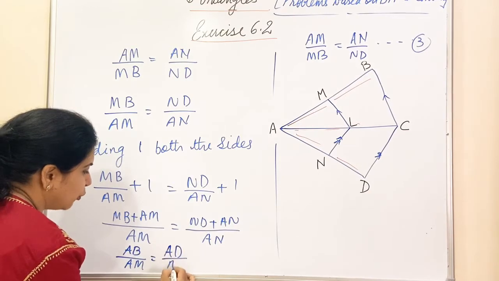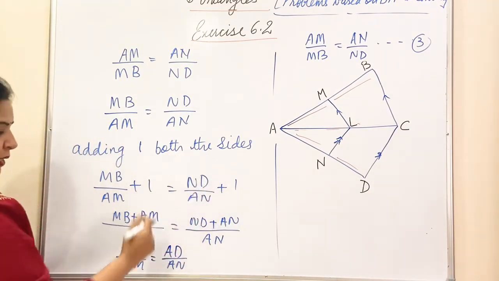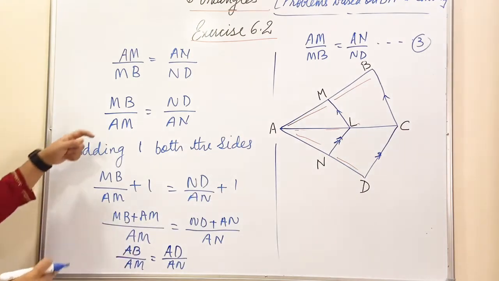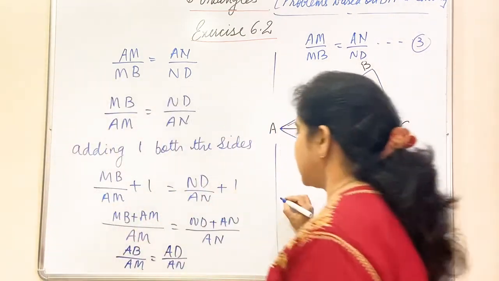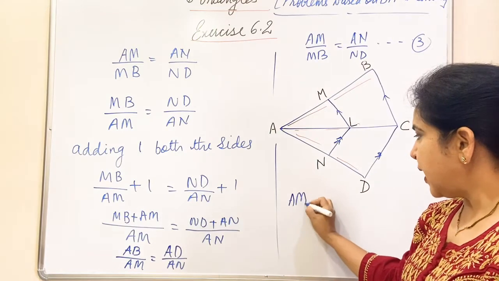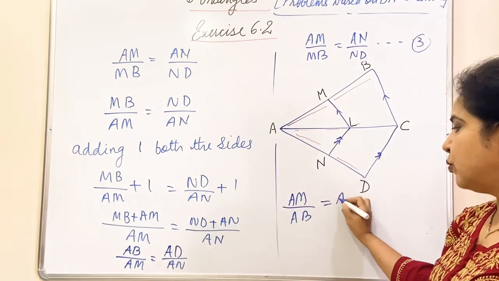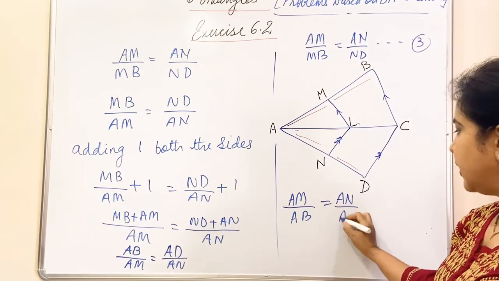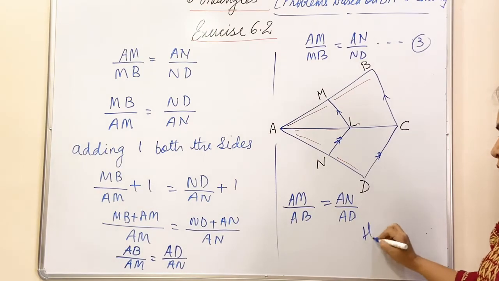So in our to prove, we have to write this. So we are adding this, and we want to prove AM by AB. So again taking the reciprocal of this, invertendo, that is AM by AB is equal to AN by AD. This is what we have to prove. Hence proved.